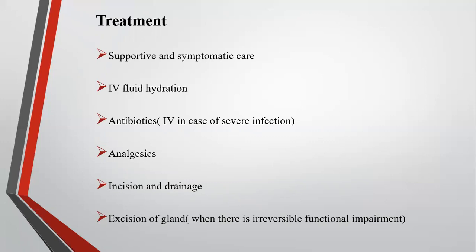IV fluid hydration is basically given. We give antibiotics IV in the case of severe infection. We provide them with analgesics. Incision and drainage is done because, as I told you, the pus was really gushing, so we need to incise it and drain it as well. Excision of the gland where it is irreversible. If you see that it is basically irreversible and has impaired function, then you need to excise the gland as well.